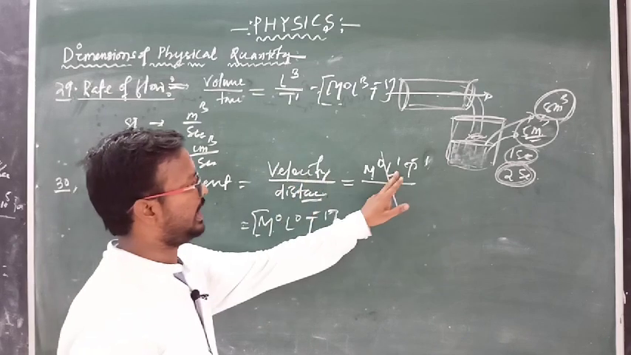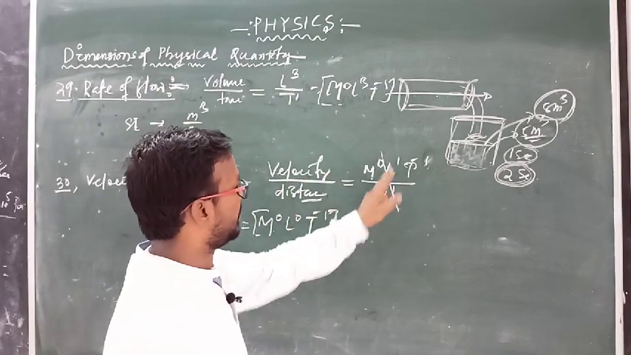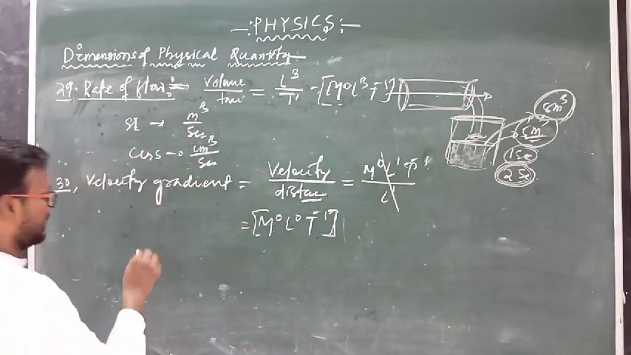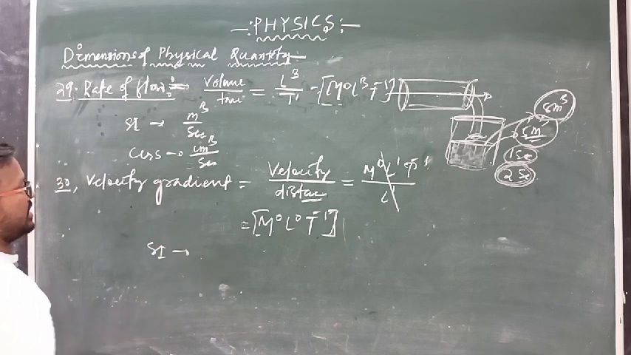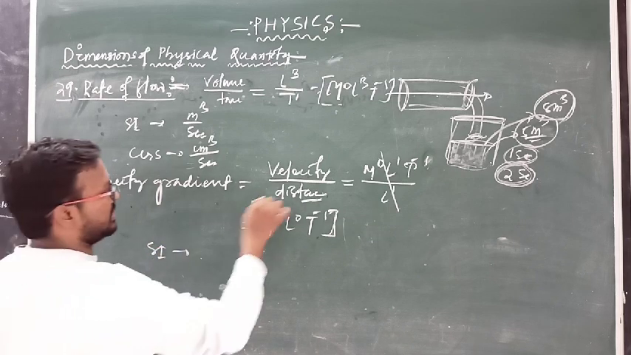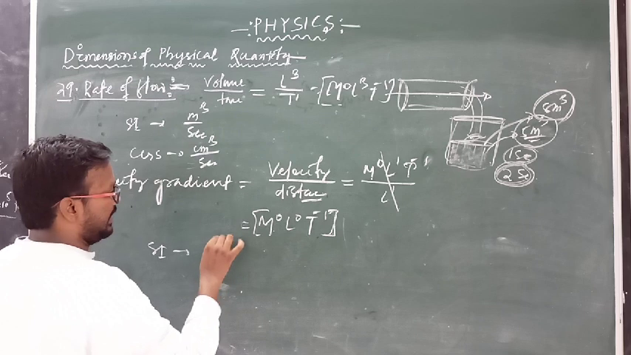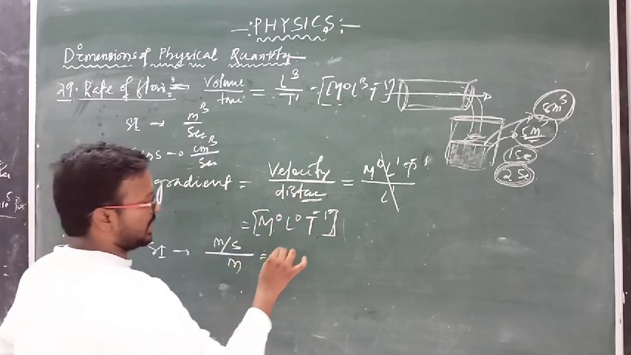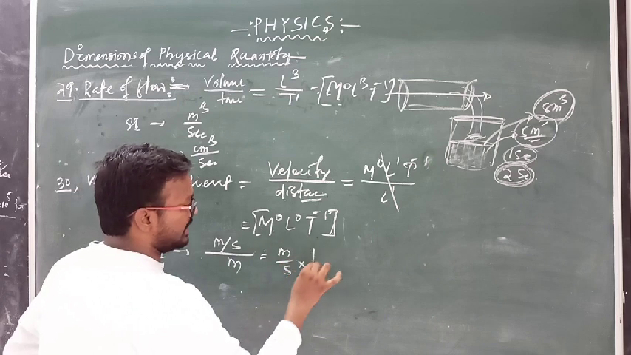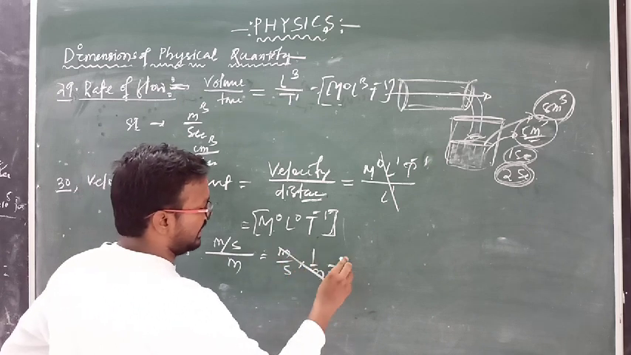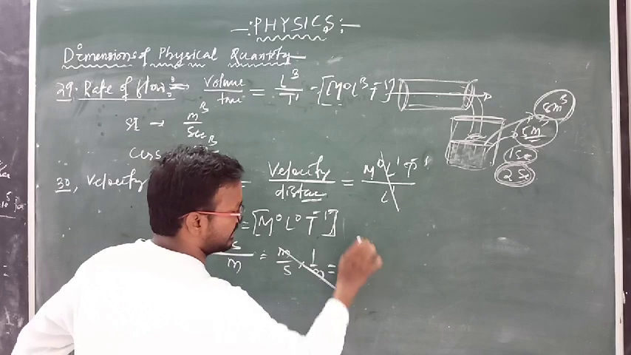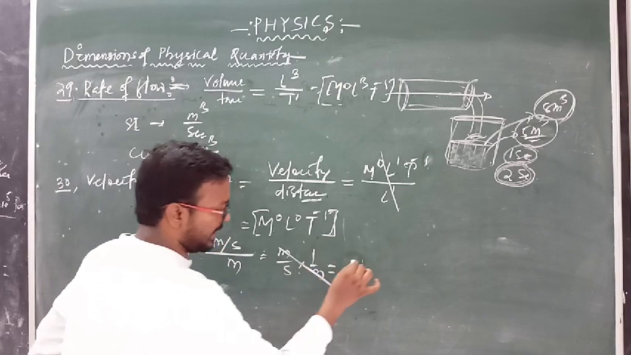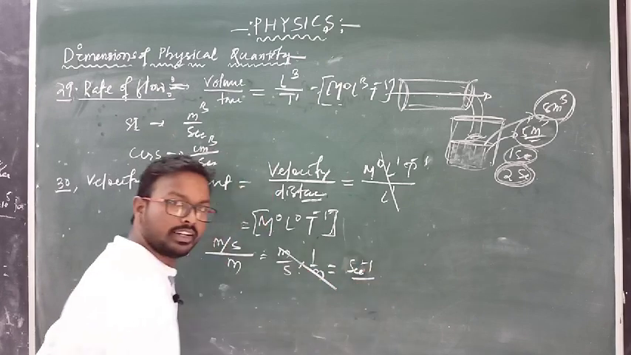Clear? Velocity L1 T minus 1, distance L1 cancel, and the remaining part. So now if you want to write the SI unit of velocity gradient, velocity is meter per second divided by distance, which is meter, so we can write meter per second into 1 by meter, meter cancel, and we can write second inverse or 1 by second, which is second minus 1.